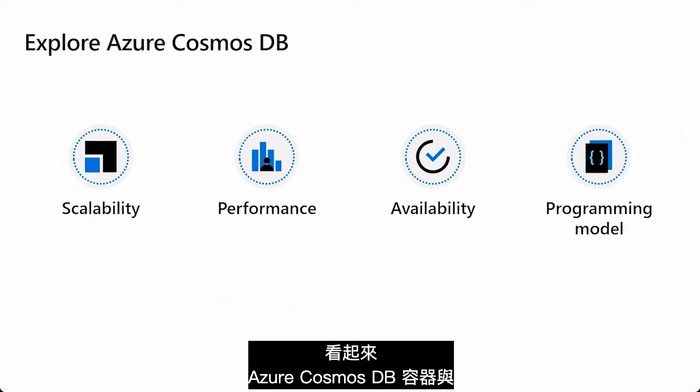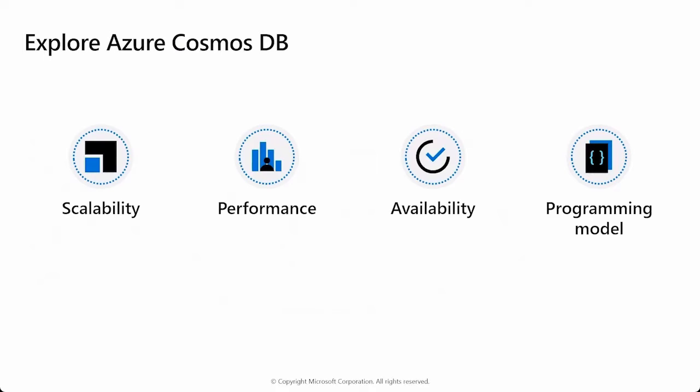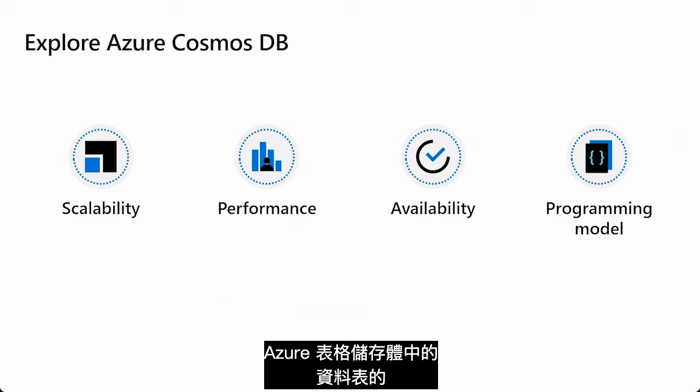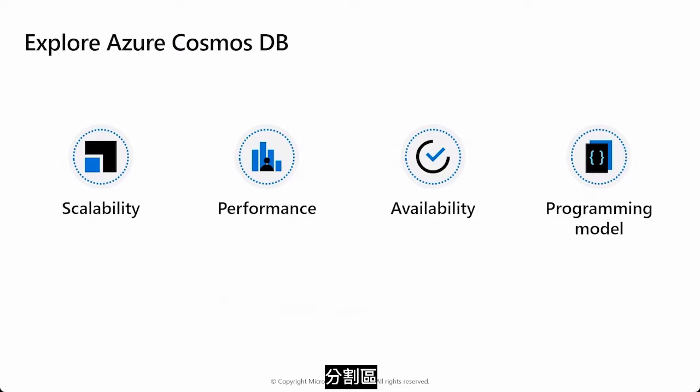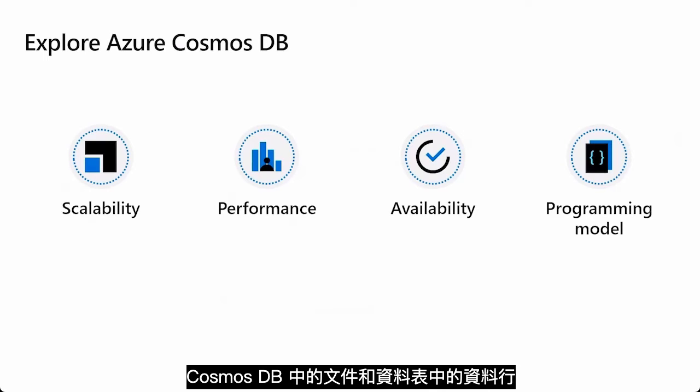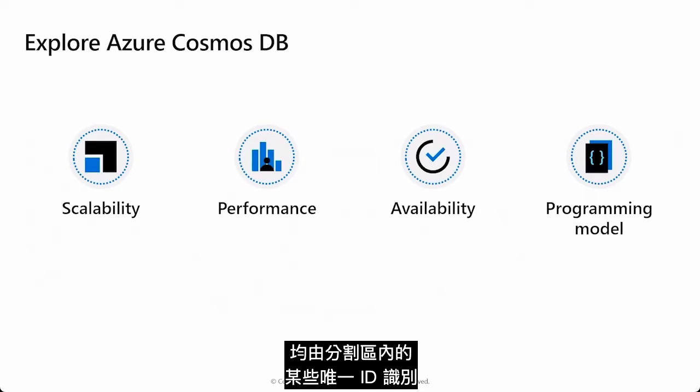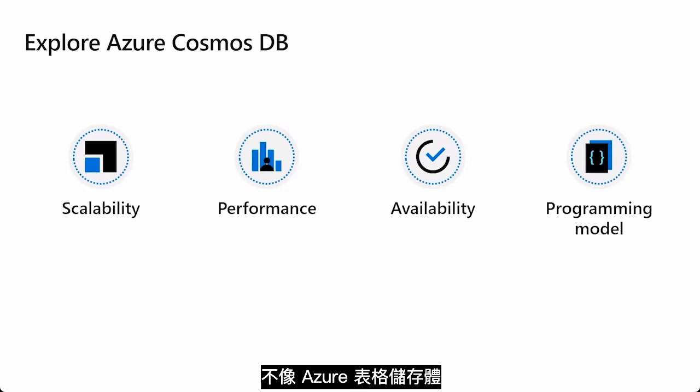Now, it seems like there is a bit of similarity between an Azure Cosmos DB container and a table in Azure Table Storage, in that data is partitioned, so documents in Cosmos DB and rows in a table, and that they're both identified by some unique ID within a partition, but that's sort of where the similarity ends. Unlike Azure Table Storage, documents in the Cosmos DB partition aren't actually sorted by ID.